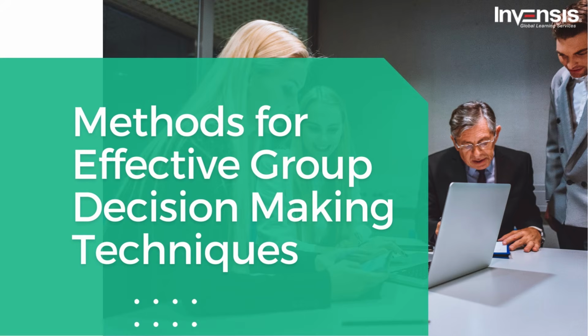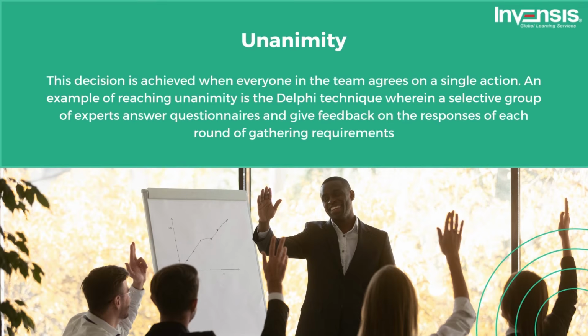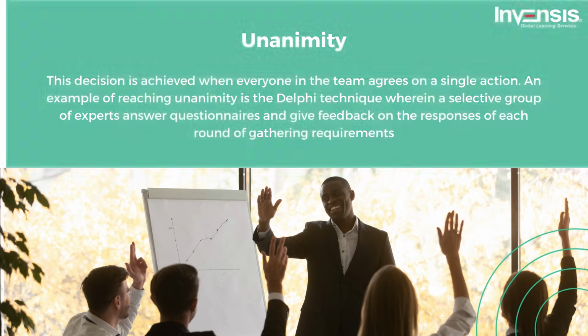There are different types of group decision-making techniques, and these techniques are used to create, classify as well as prioritize the product requirements. Some of the different methods used in reaching a group decision are: first, unanimity. This decision is achieved when everyone in the team agrees on a single action. An example of reaching unanimity is the Delphi technique, wherein a selective group of experts answer questionnaires and give feedback on the responses of each round of gathering requirements.